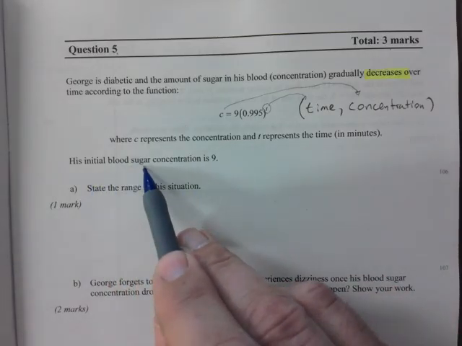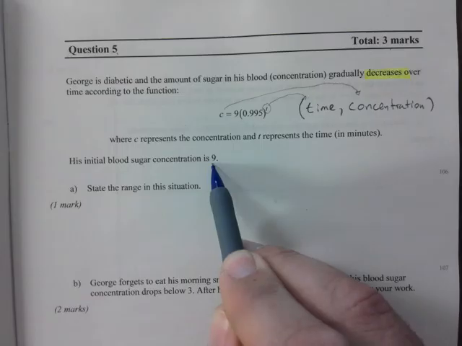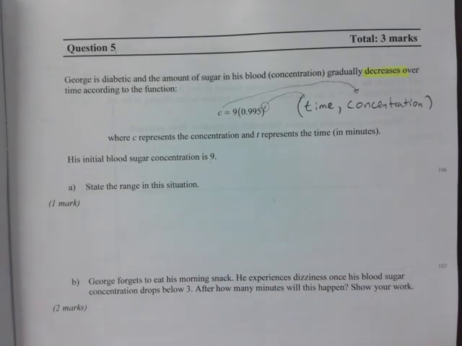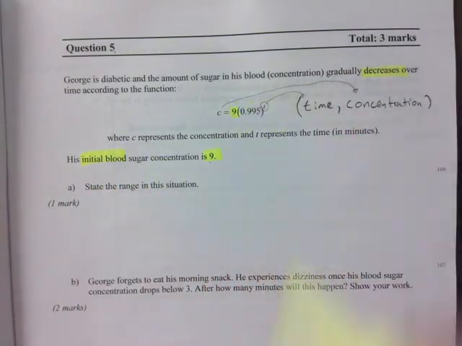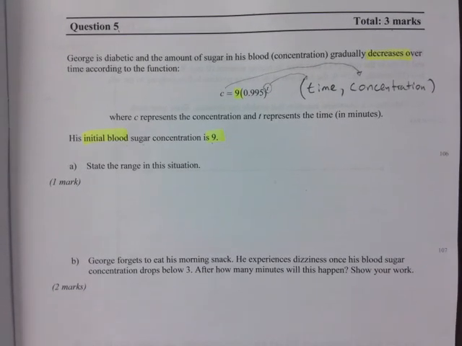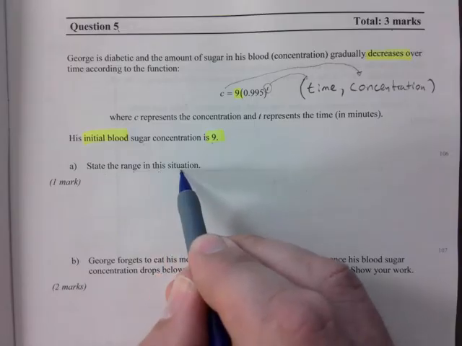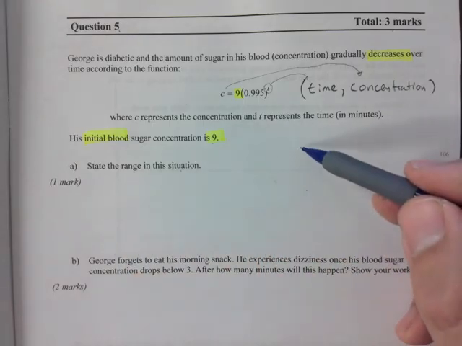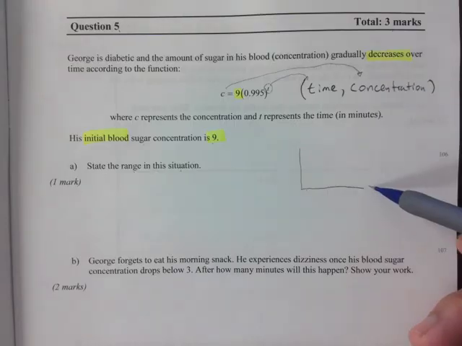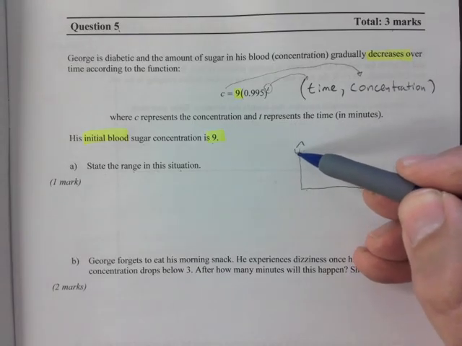His initial blood sugar concentration is 9. Can we tell that this is the case? Initial is 9. You see it right there that that's the case. So sometimes they're just giving you too much information perhaps, or they're trying to see, do you understand, or is that going to throw you off? State the range in this situation. What would be the range in this particular case? Let's have our little diagram. You could do that on your calculator if you wanted to.